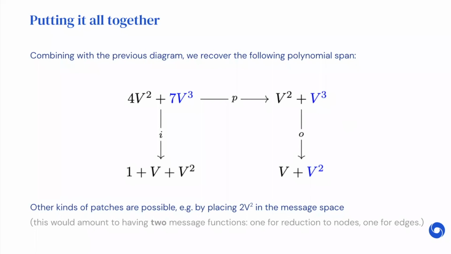You can also put 2 v-squared in the message space, which would be equivalent to having 2 message functions, right? One to reduce the nodes and one to compute edge outputs. This would also work, but we just found that this would algorithmically align better with some of the algorithms that we studied in the context of fitting edge-centric computation.